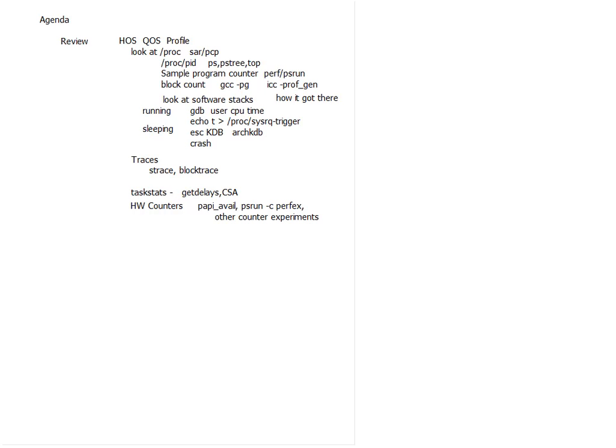but I'm not seeing how I got to it. So that's when I went into GDB. With a process either running or sleeping, with GDB I can look at the user CPU time to find out how did I get there, and I was seeing that memset, an SSE4 type of instruction to clear memory out. The other thing I could do was echo T into /proc/sysrq-trigger to see everything, all the kernel stacks. And these three are really for sleeping. So if a process is sleeping, I've been trying to look at the stack trace there. We haven't really done this right now, but be able to get an ARCH KDB. And I've been using crash several times to look at a particular process.